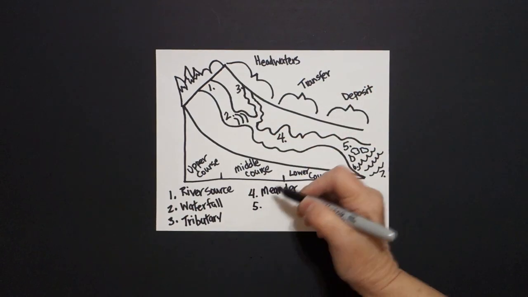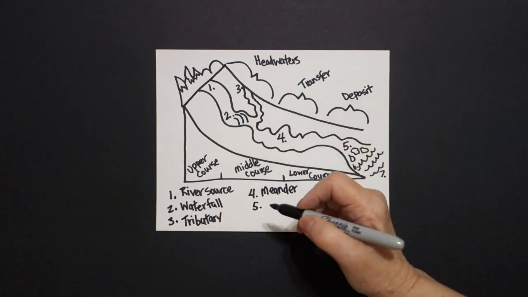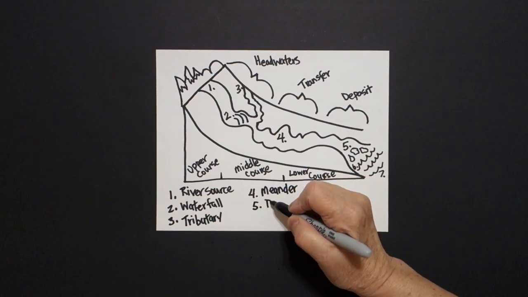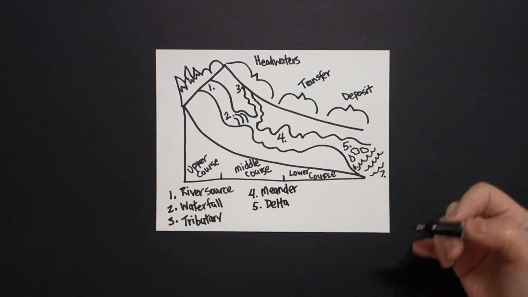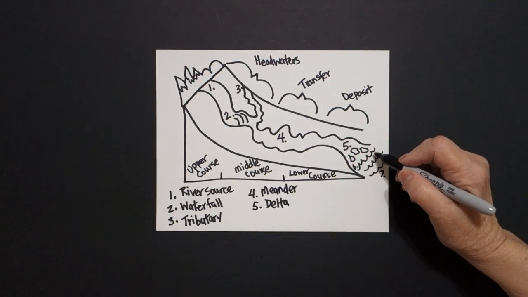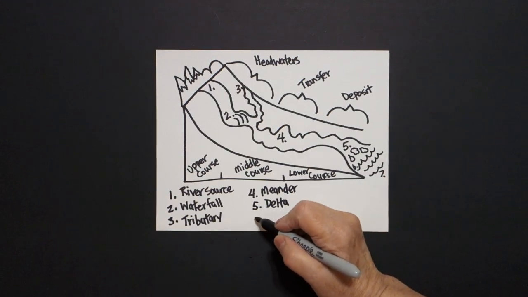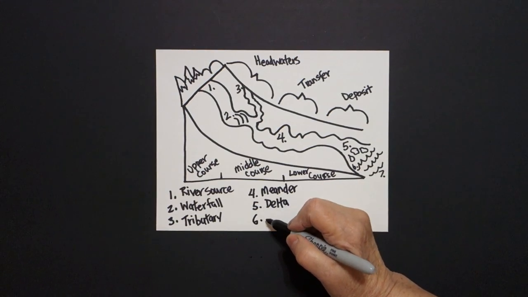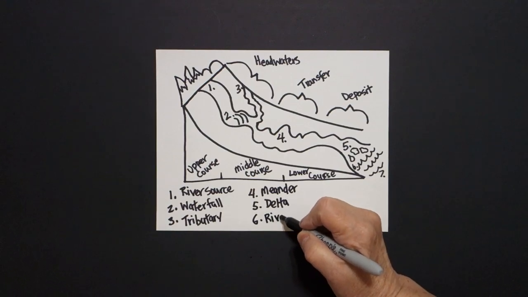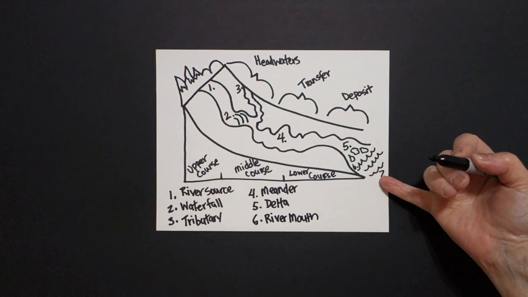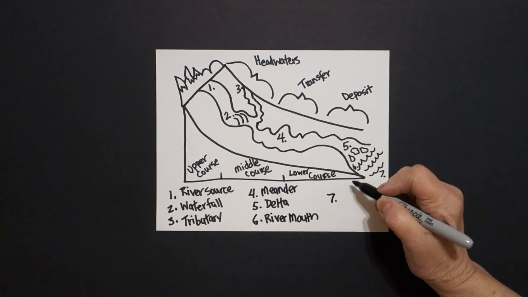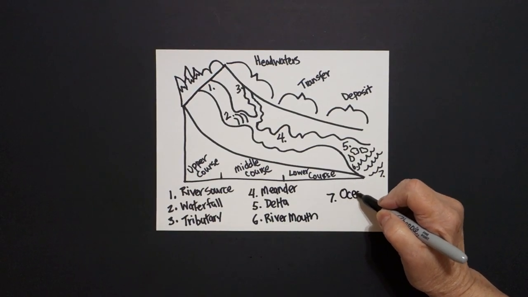Then five, all the way down here, that is called the delta. You can see there's some landforms in there. Six is this whole area right here. That is called the river mouth. And seven, it empties out into the ocean.